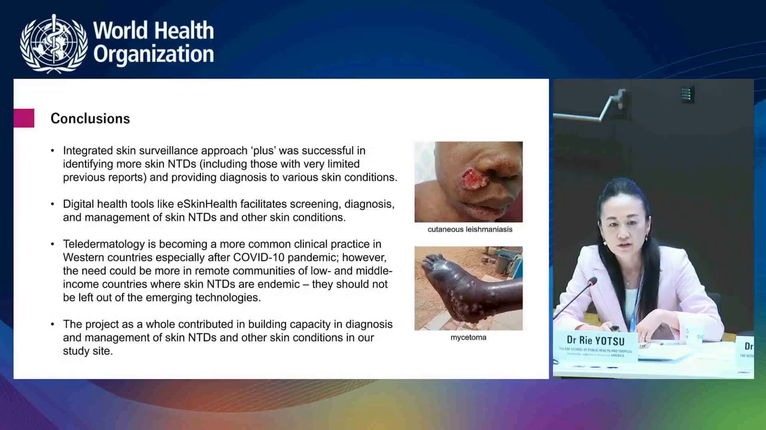Conclusions. The integrated skin surveillance approach plus was successful in identifying more skin conditions, including skin NTDs with very limited previous reports, and providing diagnosis for various skin conditions. The slide shows a case of cutaneous leishmaniasis and mycetoma from Côte d'Ivoire, where there have not been many documented cases earlier. But using the system, because you document these cases, you can identify and report them.